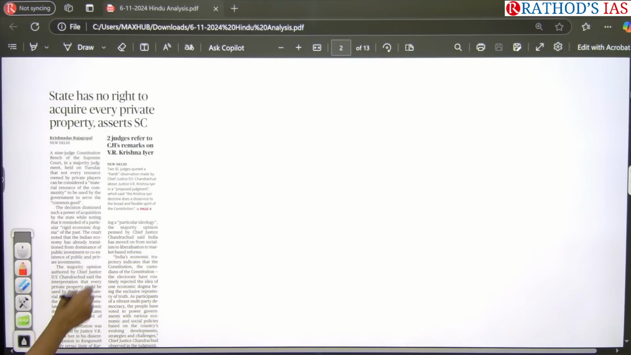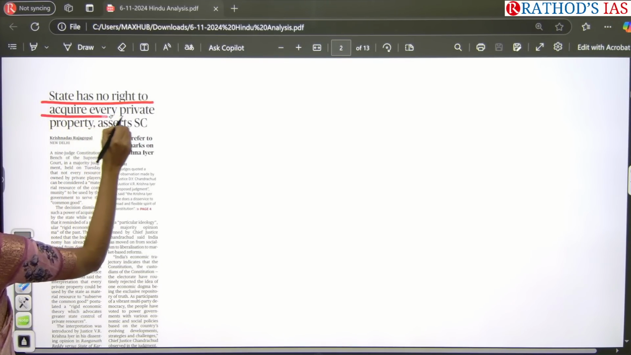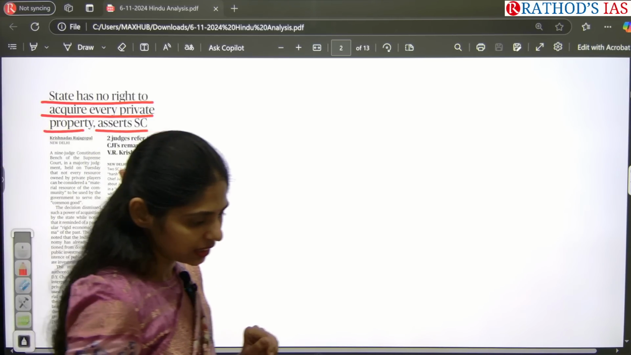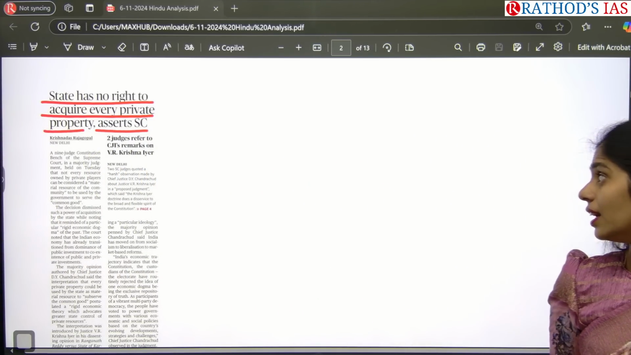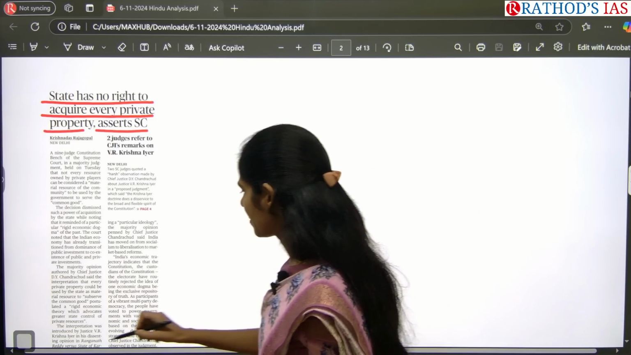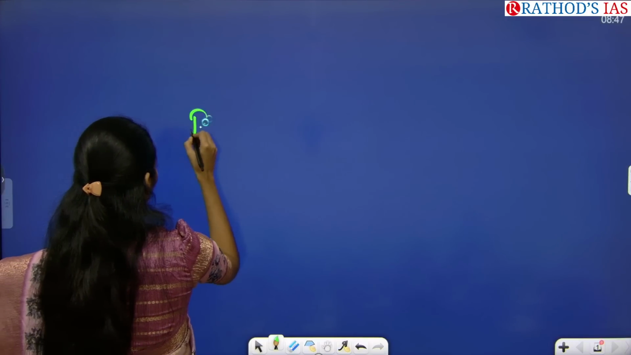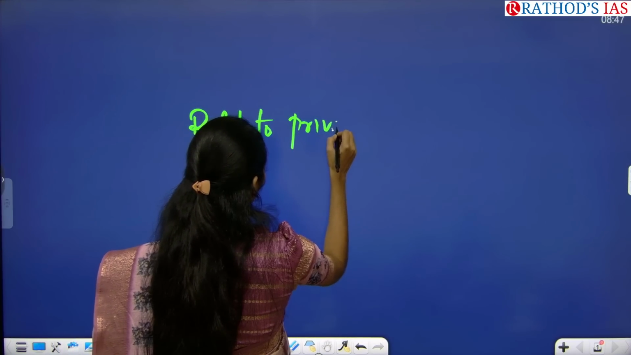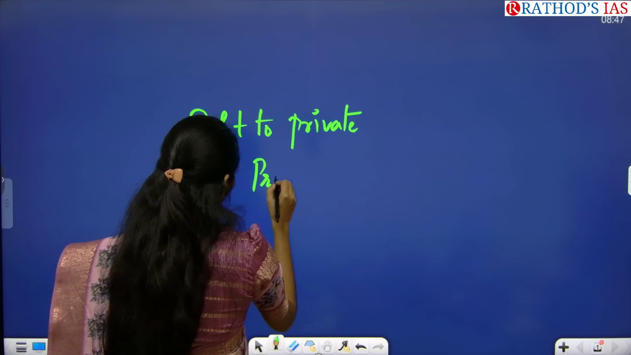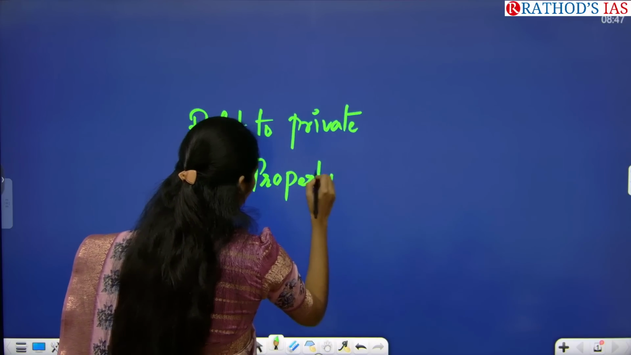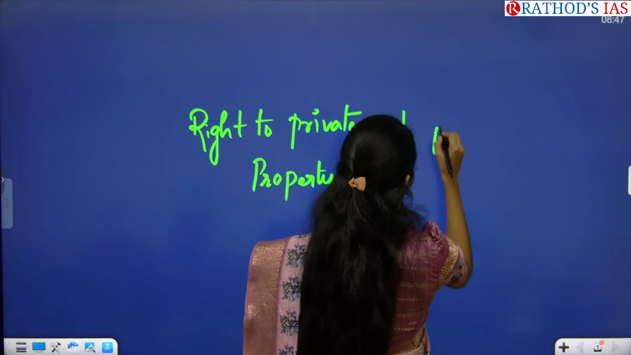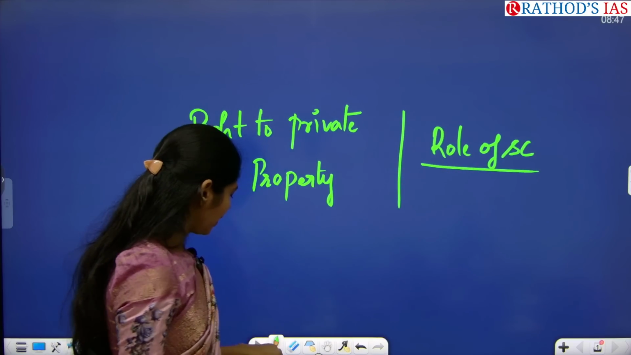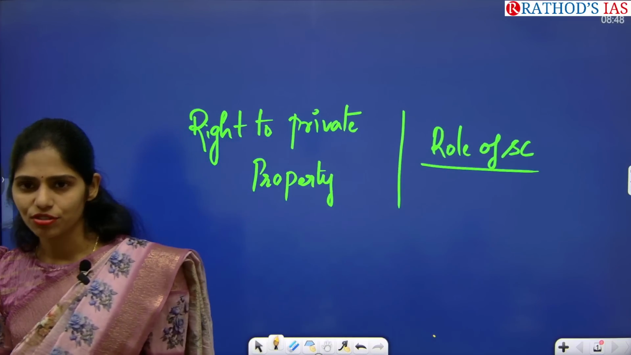See this title, guys. State has no right to acquire every private property, asserts Supreme Court. So what is the keyword here? Keyword is right to acquire private property. Okay. So it is talking about right to private property, and it is talking about the role of Supreme Court. Okay, so let me tell you which are the dimensions that you have to focus.